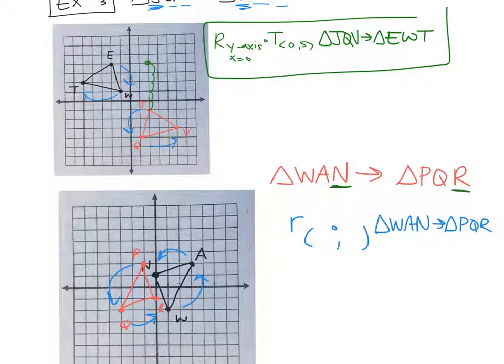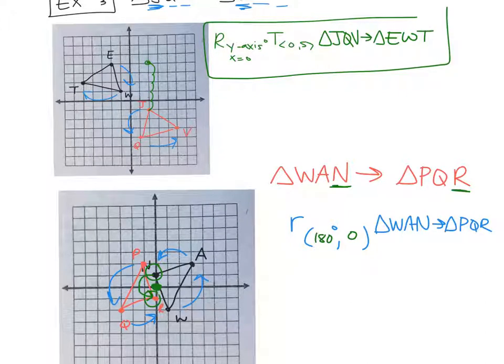So N and R correspond to each other. How does N rotate to get to R? Is that a hand up, Stefan? It's 180 degrees around what point? 0, 0, right? So from the origin, here's our point of rotation. It went 180 degrees. So we would say it's a rotation of 180 around the origin.